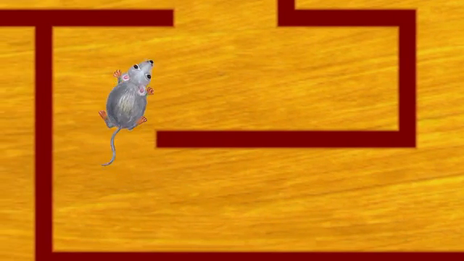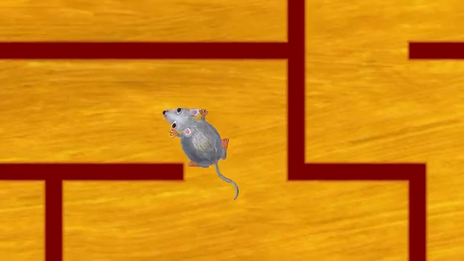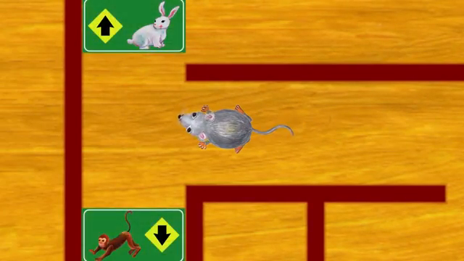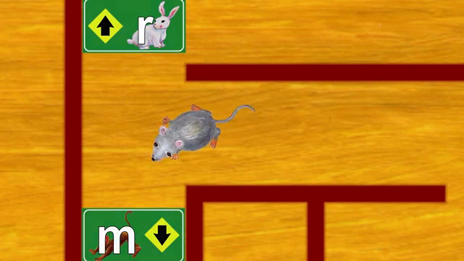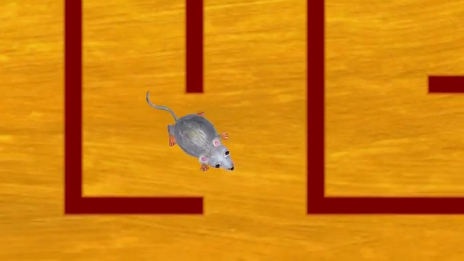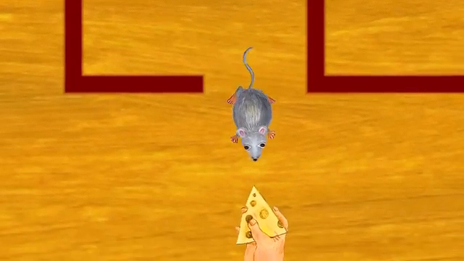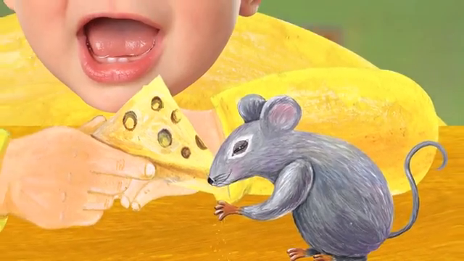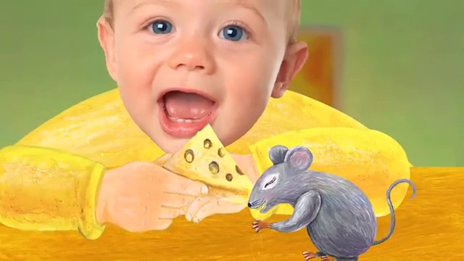We're getting closer. We're almost there, Mr. Mouse. Which sign should we follow? The rabbit or the monkey? Yes, monkey starts with M. Go, Mr. Mouse, you're almost there. We made it. Now, who's holding the cheese? That's Michael. Michael is holding the cheese.